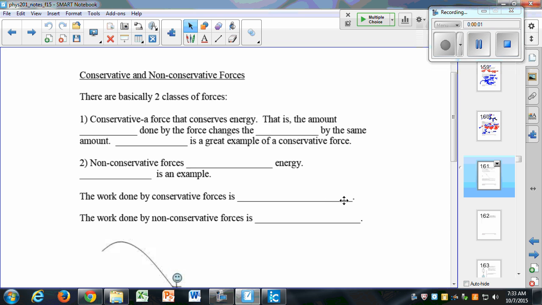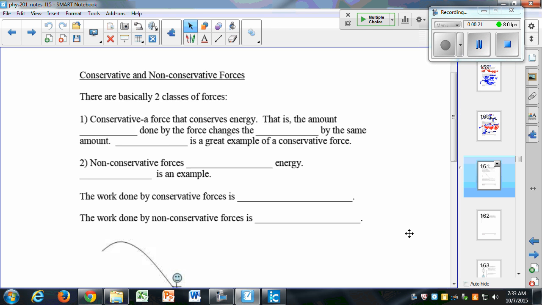Conservative forces, and then we'll get into conservation of energy and gravitational potential energy. When we talk about forces being conservative, we're talking about what they do with energy, whether or not they conserve energy. And you'll need to know a couple of things. I'll write these down in just a second. But you'll need to know that conservative forces conserve energy, one.